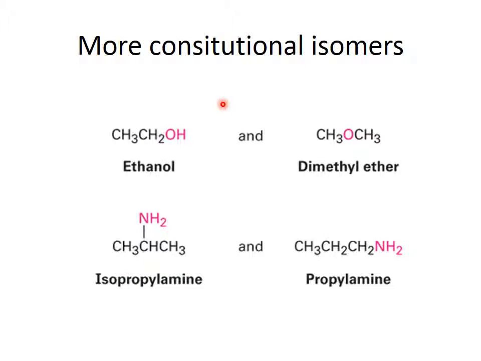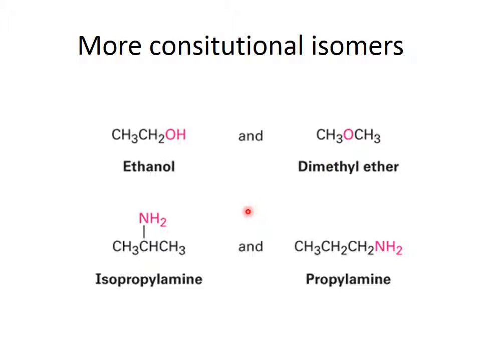Here's an example of some more constitutional isomers. That constitutional is misspelled, isn't it? If I look at ethanol, I can see that it has 2 carbons, 6 hydrogens, and an oxygen. If I look at the dimethyl ether, it's 2 carbons, 6 hydrogens, and an oxygen. So they have the same formula, which isomers must have. But if I look, they're connected differently. Here the oxygen is on the outside, and over here it's on the inside.